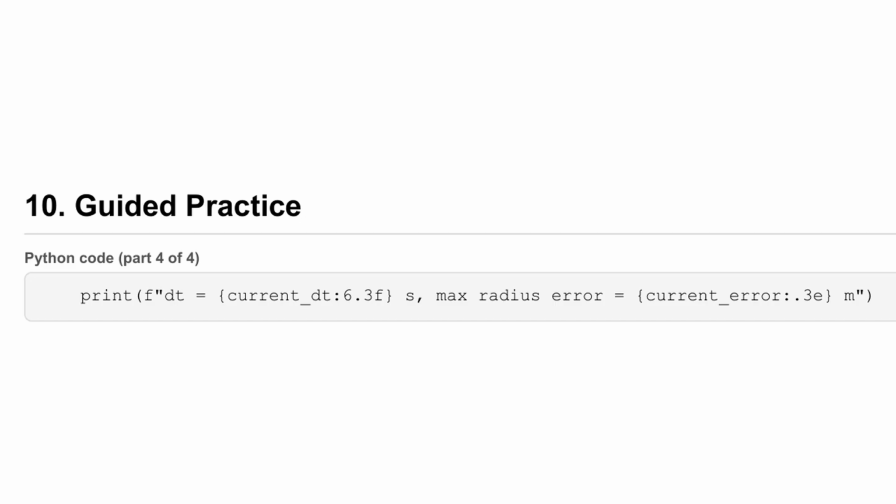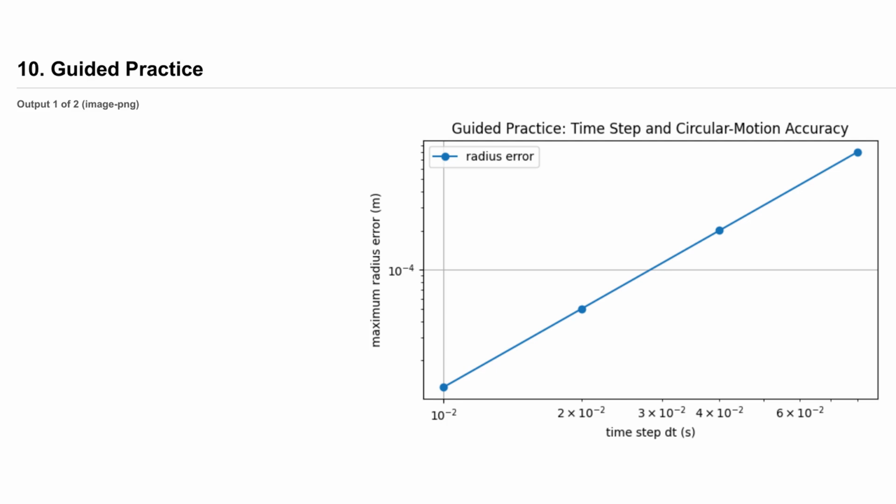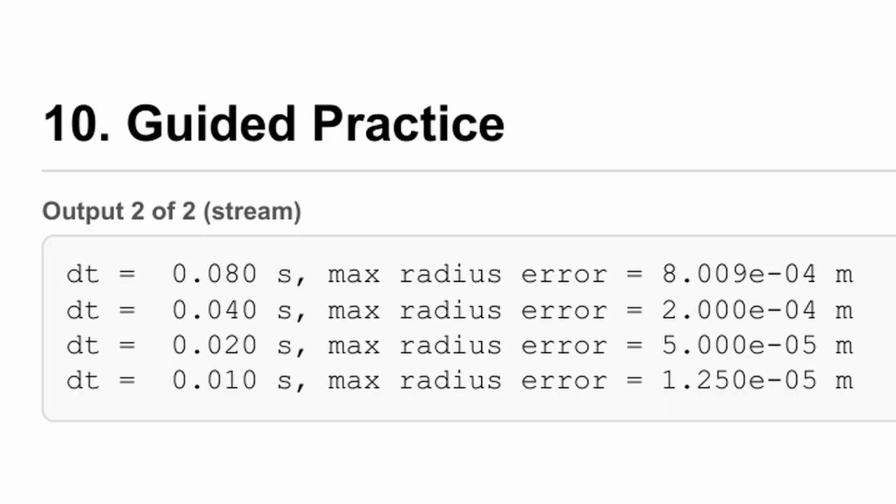The output shows a slope of approximately 2.0. This empirically verifies our earlier theoretical statement. The global error of the velocity-Verlet algorithm indeed scales as dt squared. For some guided practice, observe the relationship between the time step and the radius error. Notice how halving the time step significantly reduces the error. Looking at the output, when the time step dt is halved from 0.08 to 0.04, the error decreases by a factor of 4. This directly demonstrates the dt squared error scaling in action.